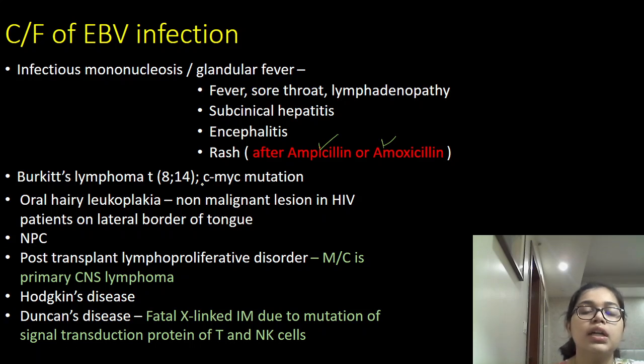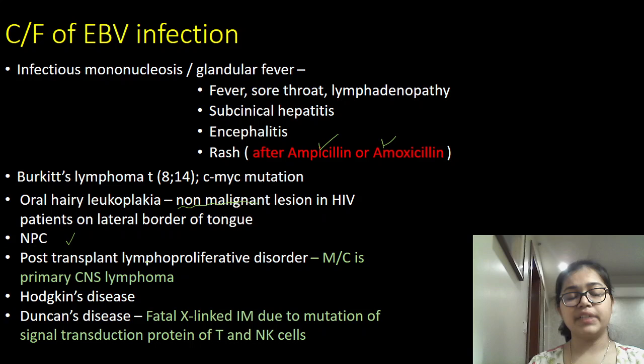Associations include Burkitt's lymphoma with translocation t(8;14), c-MYC mutation; oral hairy leukoplakia, which is a non-malignant lesion on the lateral border of the tongue in HIV patients; nasopharyngeal carcinoma; PTLD, post-transplant lymphoproliferative disorder, the most common being primary CNS lymphoma; Hodgkin's disease; and Duncan's disease. Duncan's disease is a fatal X-linked infectious mononucleosis because of mutation of a signal transduction protein of T cells and NK cells.